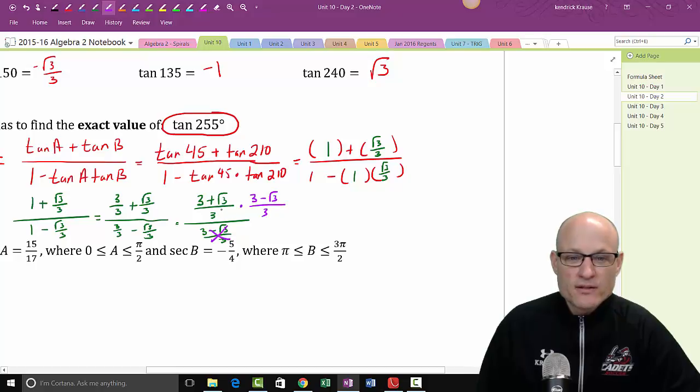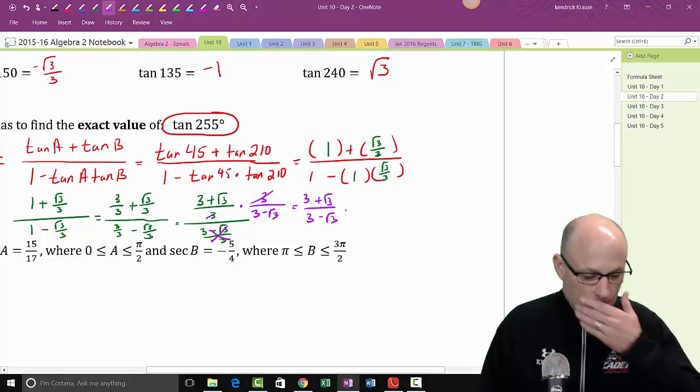Of this. I might actually want to take the reciprocal. 3 over 3 minus radical 3. And these cancel. So I end up with 3 plus radical 3 over 3 minus radical 3.